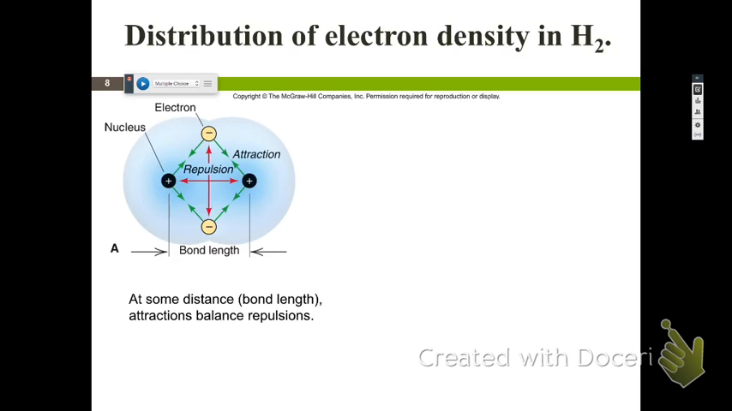Can I get a volunteer? Why do those atoms not come all the way together? Aaron? What's repelling each other?